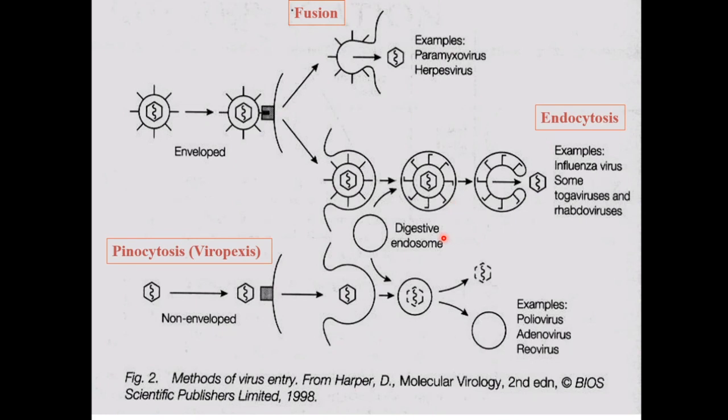One more question. For this endocytosis, one example is influenza virus, and you said some togaviruses. So what do the remaining togaviruses and rhabdoviruses do apart from endocytosis? You said some togaviruses, where you are putting your cursor. Some togaviruses, rhabdoviruses, they use endocytosis. So what other pathways do they use?